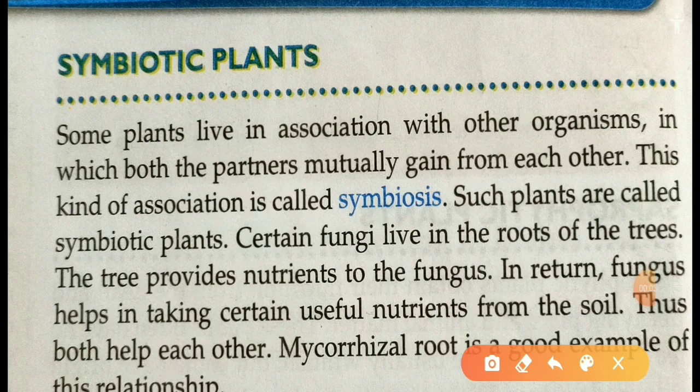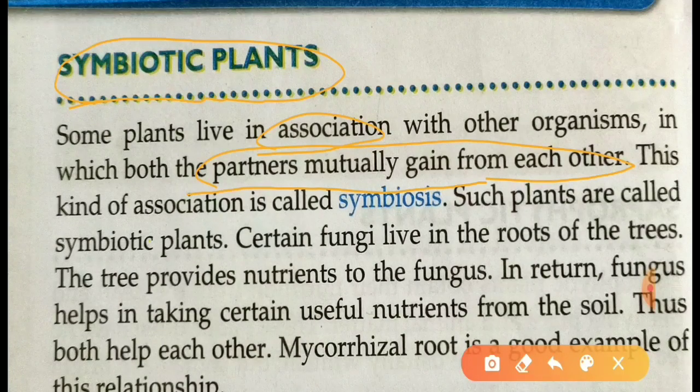Hello students, in this video we will do symbiotic plants. Symbiotic plants have a symbiotic association, meaning they are living together. Some plants live in association with other organisms in which both partners mutually gain from each other. Here, both in the association get the benefits. This kind of association is known as symbiosis, and such plants are known as symbiotic plants.